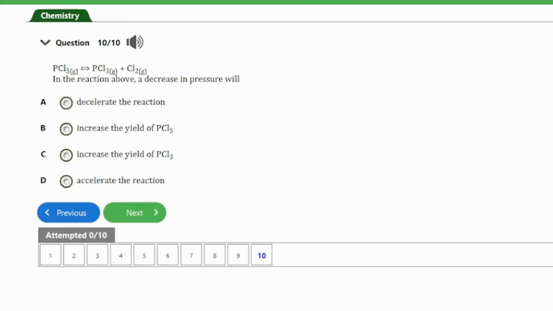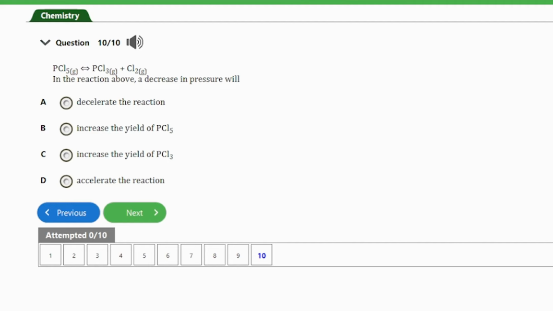That's question number 10. It says, in the reaction above, a decrease in pressure will A, decelerate the reaction, B, increase the yield of phosphorus pentachloride, C, increase the yield of phosphorus trichloride, D, accelerate the reaction. So guys, we already know that a decrease in pressure will favor the side with the greater number of molecules, and an increase in pressure will favor the side with less number of gaseous molecules.